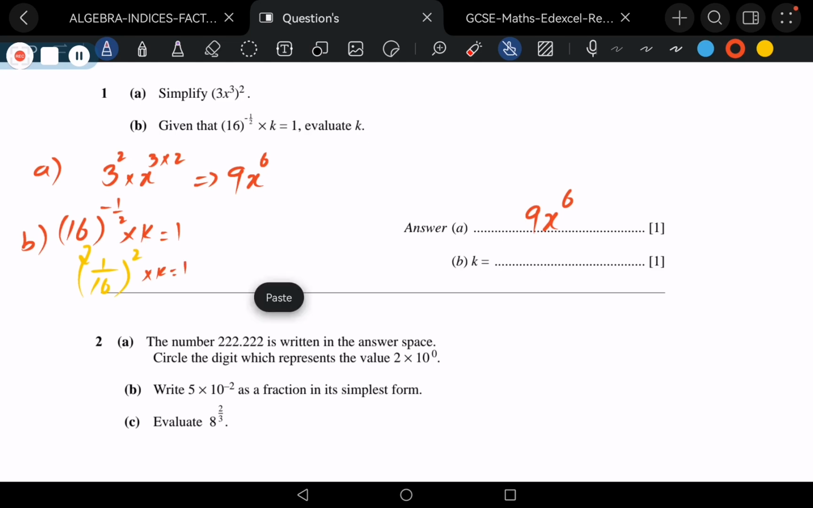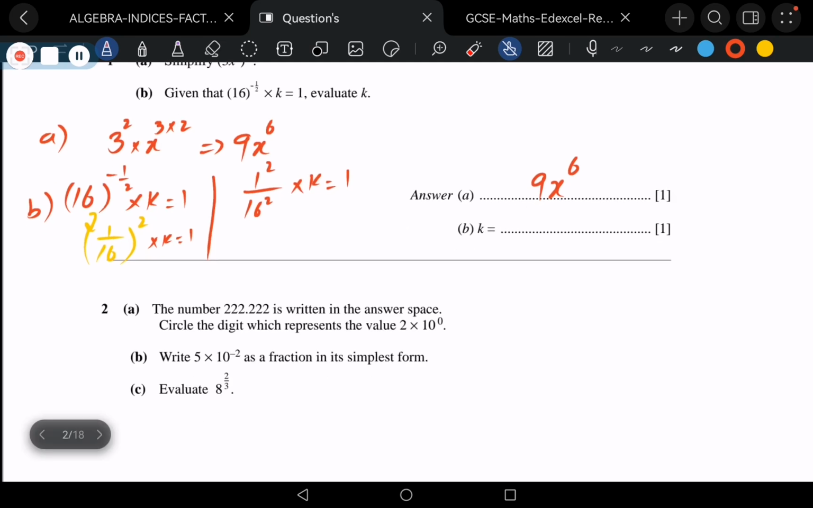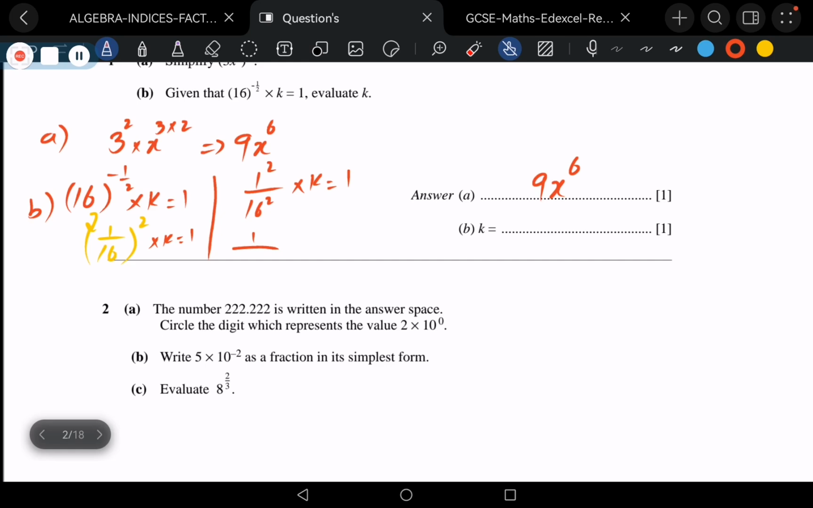Now, in order to solve that, I will apply the power inside each of the terms separately. So it's going to be 1 square over 16 square times k equals 1. 1 square is always 1. I will find the answer for 16 square. 16 times 16 is actually 256, times k equals 1.